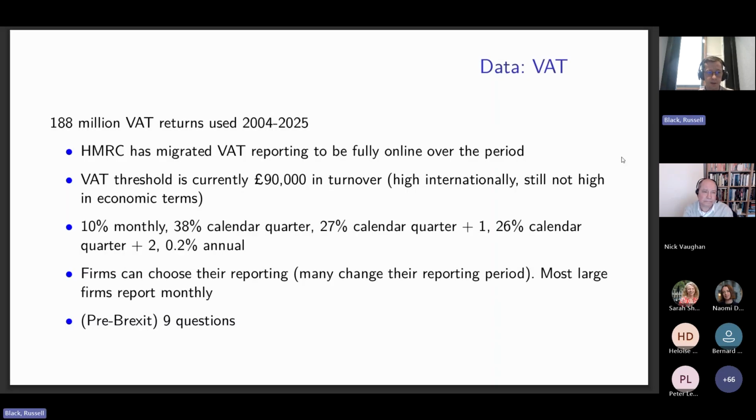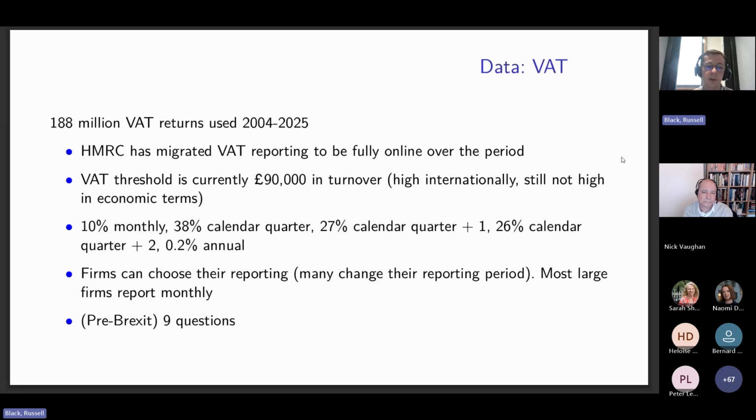I'm using 188 million VAT returns of all the firms that are liable to pay VAT, which is those with turnover above £90,000 a year. The threshold is high internationally, but £90,000 is still basically nothing in economic terms. That's enough to keep maybe one worker alive. So basically anyone who is substantively a business has to be in VAT.